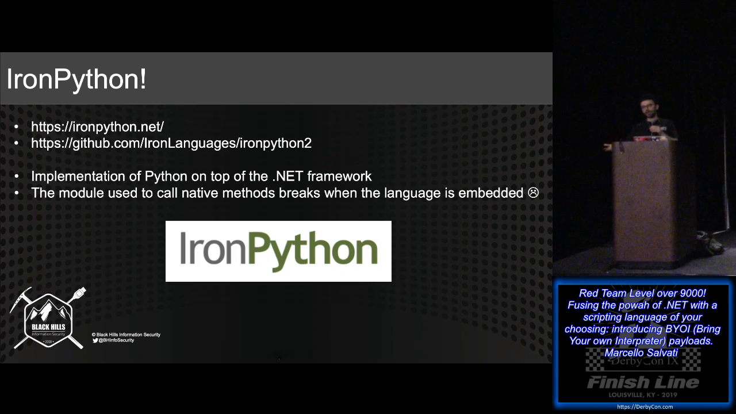The problem with IronPython, though, is that it does support P/Invoke, but when you try to use P/Invoke in an embedded IronPython engine in memory, that module breaks. If you're running IronPython in memory and try to do P/Invoke, it just throws up on you. It just decides not to work anymore. And so that was a big issue.